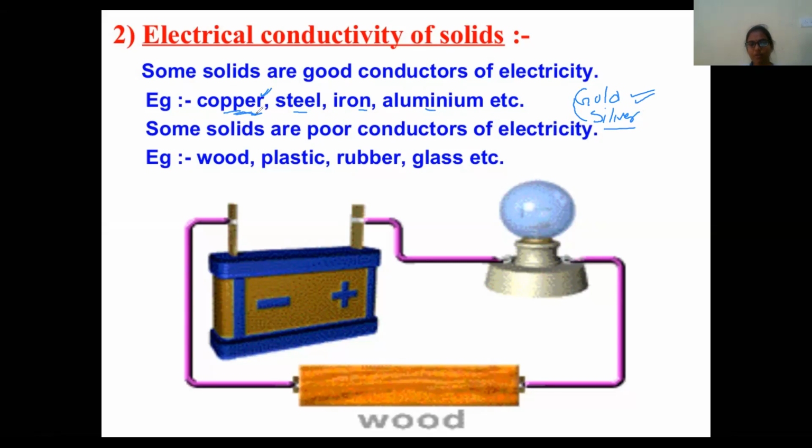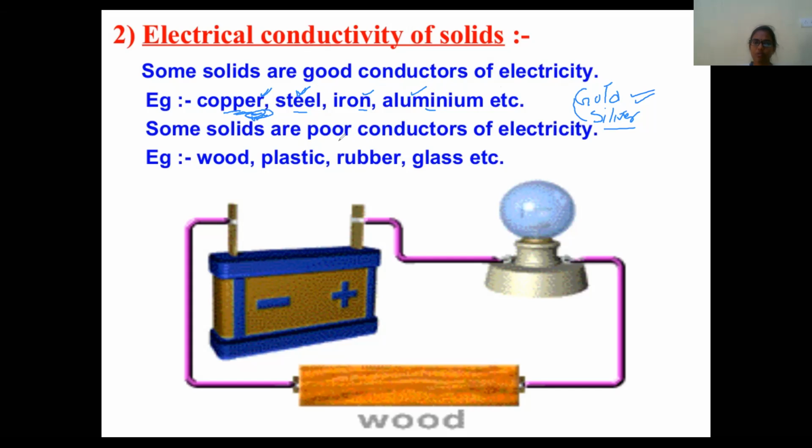Compared economically, copper is worth it. And sometimes copper will give a green color shade, that means it is going to rust after some time. That is why we go for using steel and aluminum wires as electrical wires. I hope this is clear, children. Good conductors of electricity: first gold, silver, copper, steel, iron, aluminum, like that. They are the good conductors of electricity in case of solids.